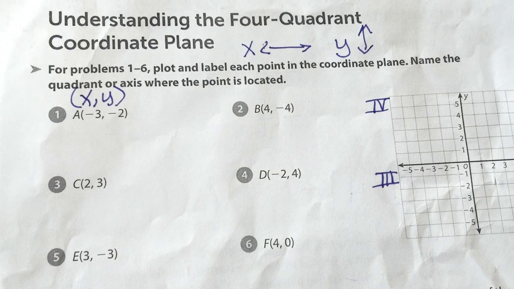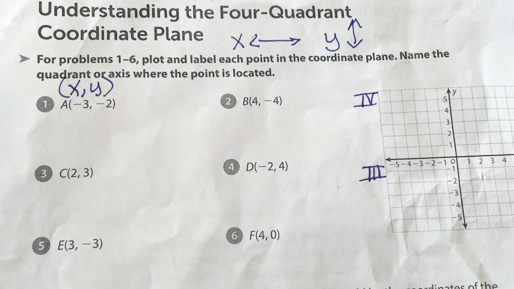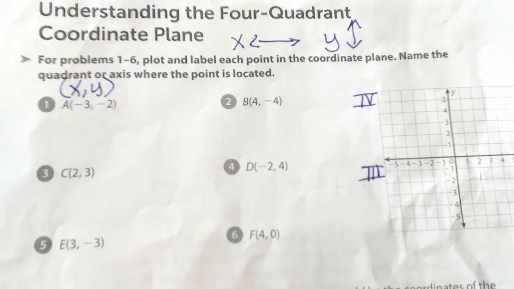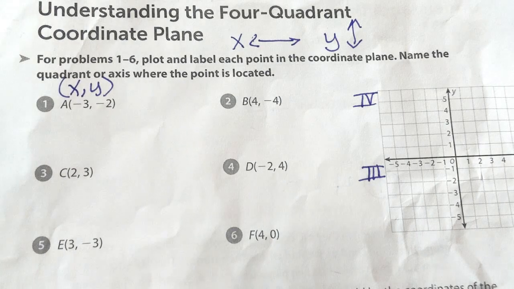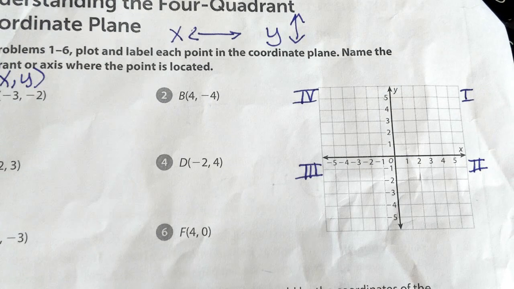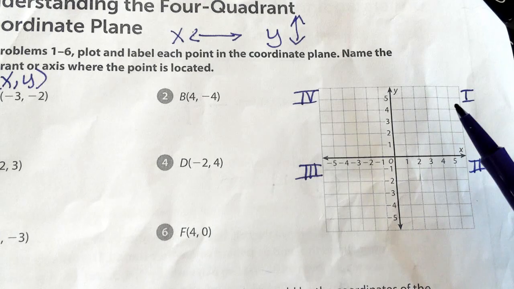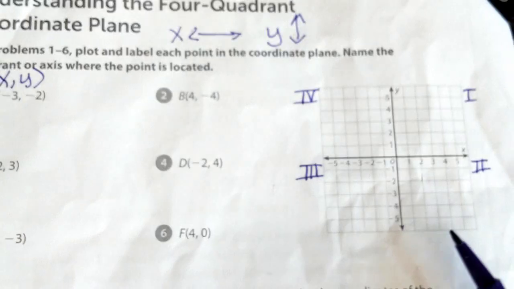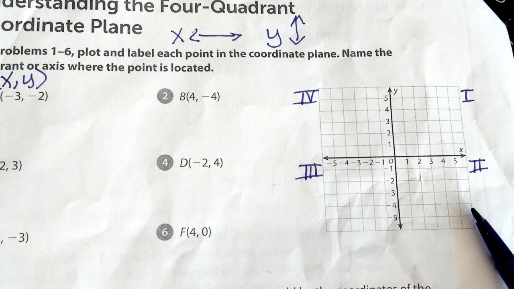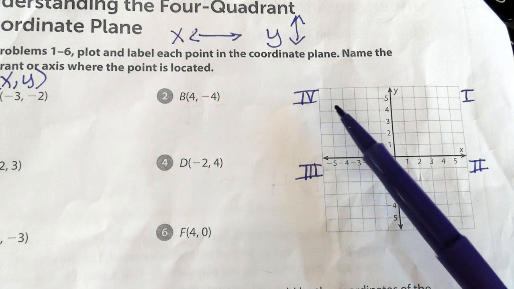And yesterday, or Friday, sorry, today's Monday, so Friday, whenever we went over this, I showed you where the 4 quadrants are located. It starts with quadrant 1 here in the upper right, and then goes around clockwise to quadrant 2, quadrant 3, and quadrant 4.